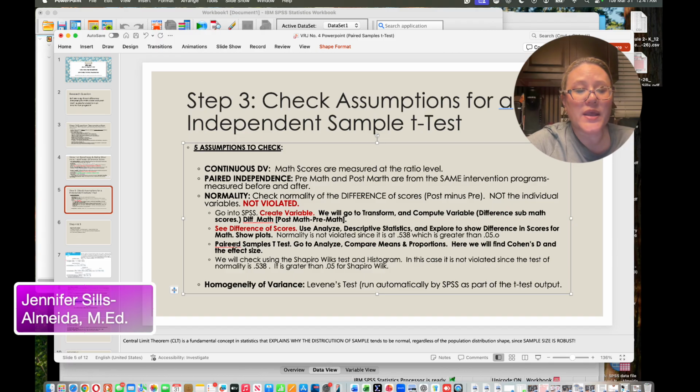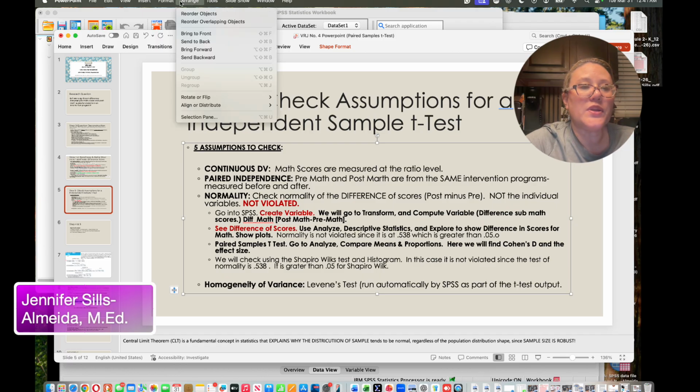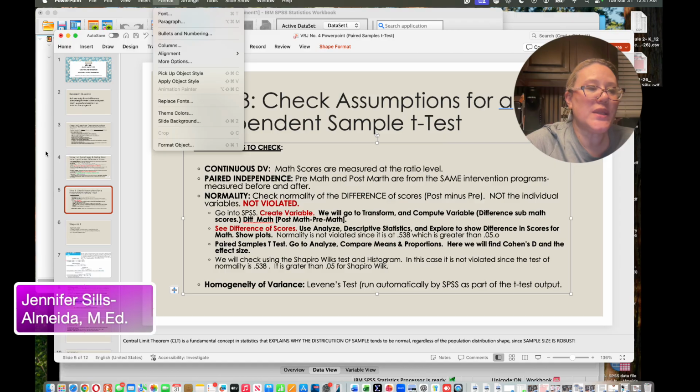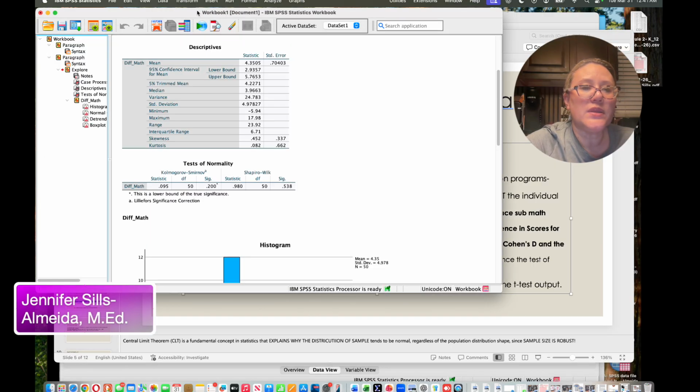Now for the paired samples t-test, we want to go to Analyze, Compare Means and Proportions, and we'll also look at the Cohen's d. So I am going to go ahead and do that. We're going to go to Analyze. I do want to get back on the screen over here.